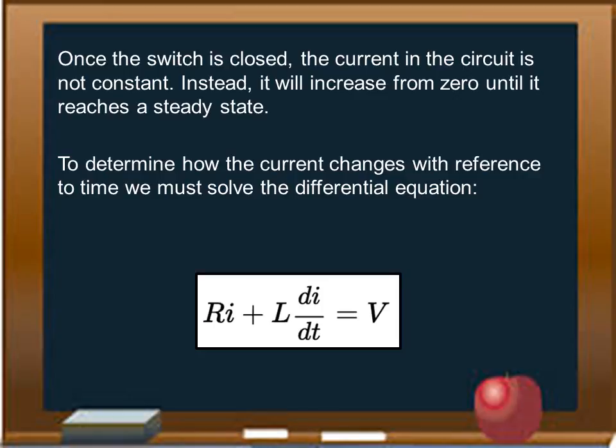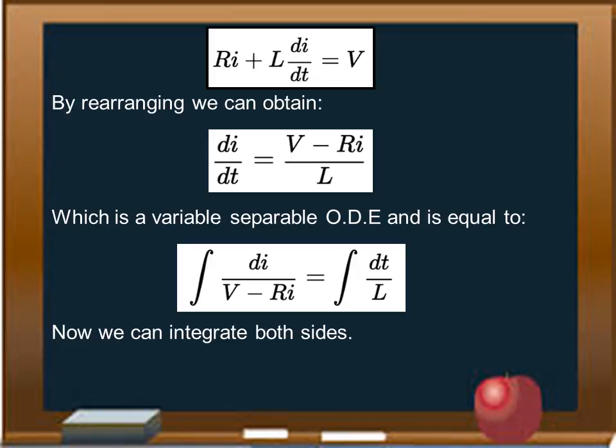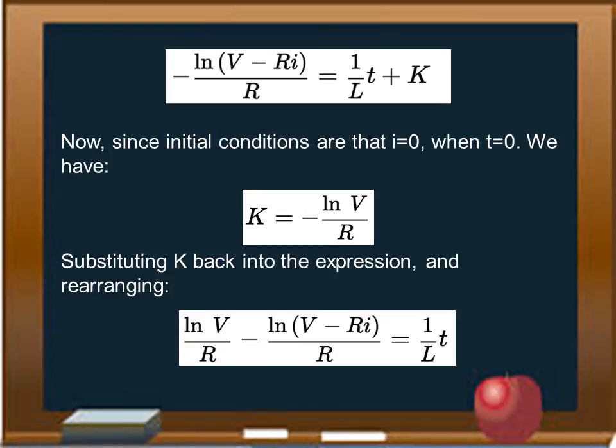To determine how the current changes with reference to time, we must solve the differential equation Ri plus L di/dt equals V. By rearranging, we obtain di/dt equals (V minus Ri)/L. This is a variable separable equation. As Jacob explained earlier, it can be separated into its two variables and then both sides can be integrated. By integrating both sides, we get the following, where k is a constant of integration.